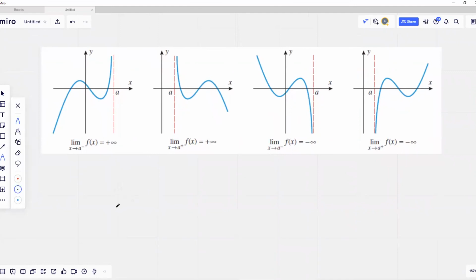Maybe an example like this here. In this case, the function f of x also has a vertical asymptote at A. So that will conclude our first lecture on introduction to limits.